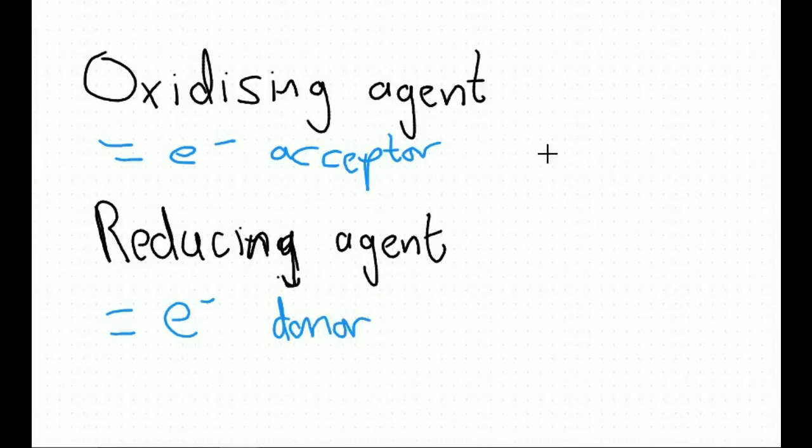Examples for an oxidizing agent is oxygen, or O2, and an example for a reducing agent is NaBH4, which is used in reduction reactions, or metal catalysts like nickel used in hydrogen reduction.